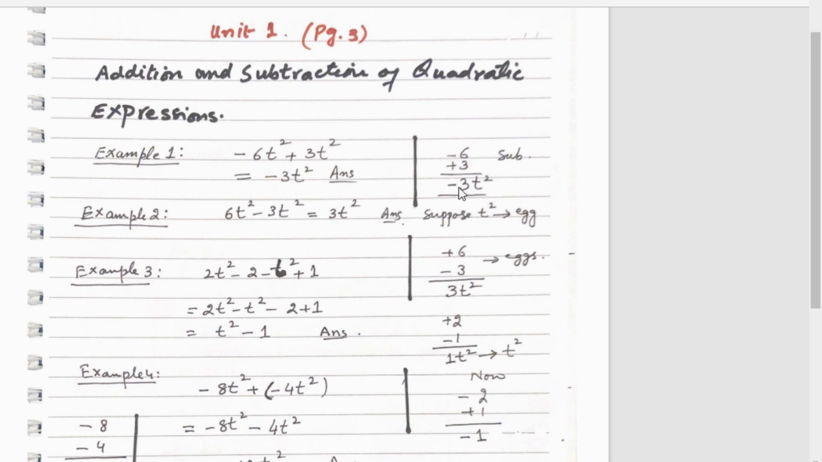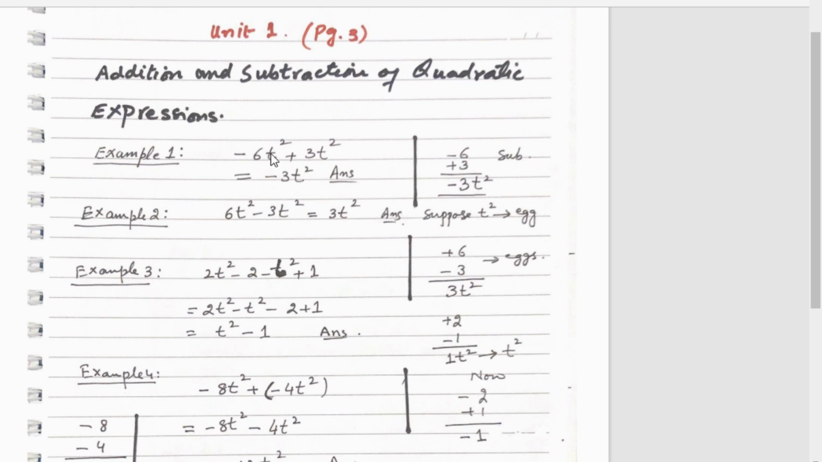What is important to note down? What sign is coming over here? The sign of the bigger term. In algebra, when we do subtraction, we look at the signs. First of all, we subtract the numbers. Then we look at the signs, and the sign of the bigger term will come with the answer if the signs are different. And why is it t square?